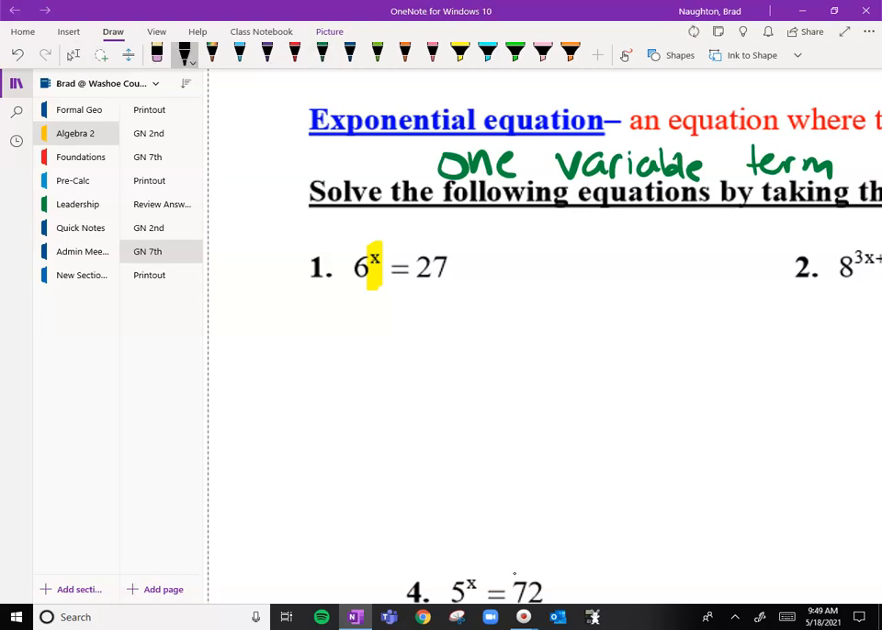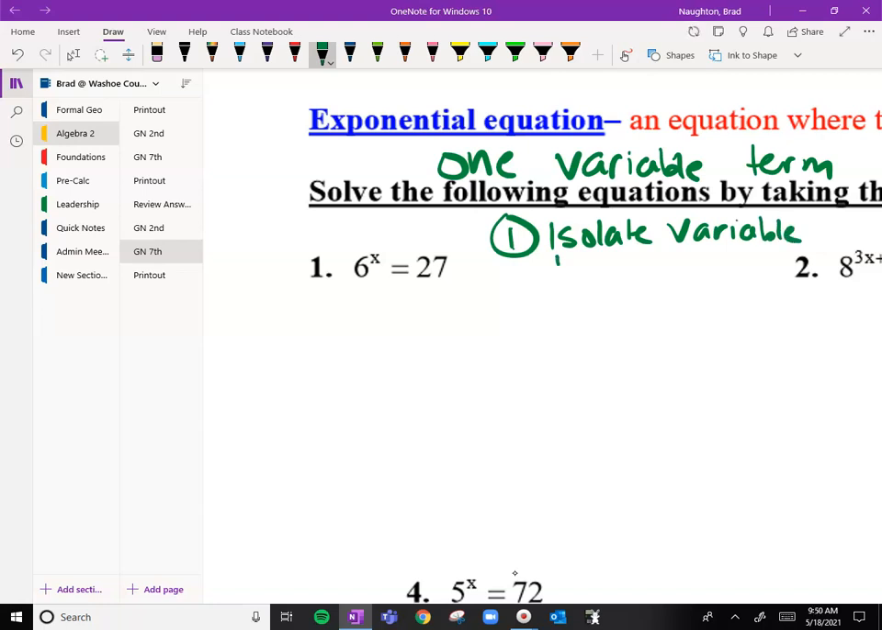So I like to think of this as it's in a tree. Draw my fun little tree here. So that's x in a tree, and it can't come down by dividing. We're going to have to make it come down by turning it into a log. So the idea is step number one is you're going to isolate the variable term.